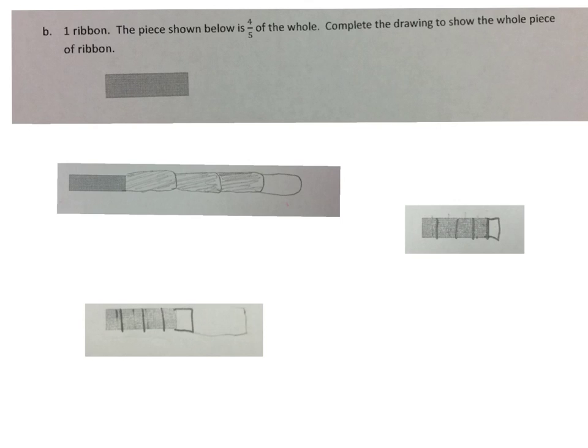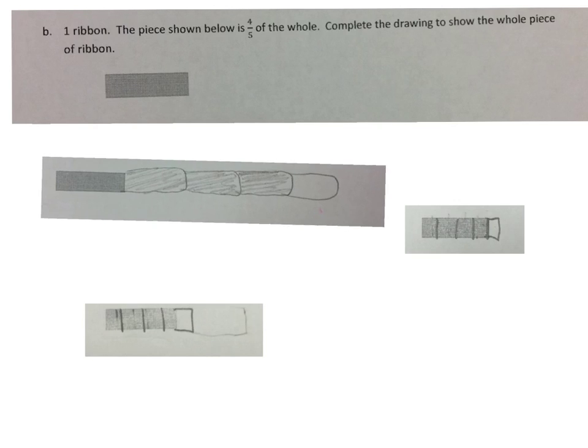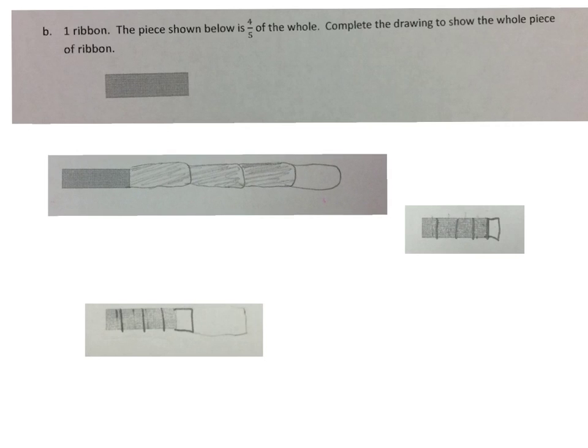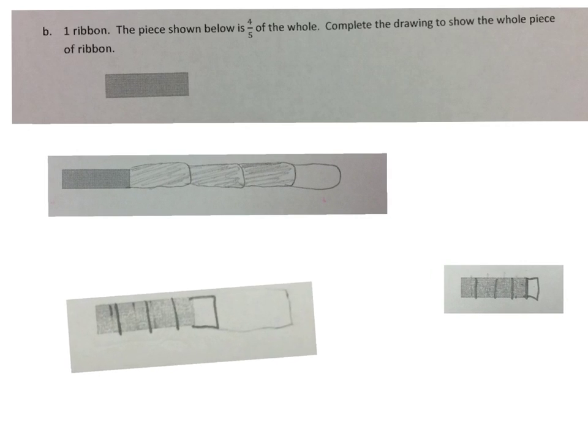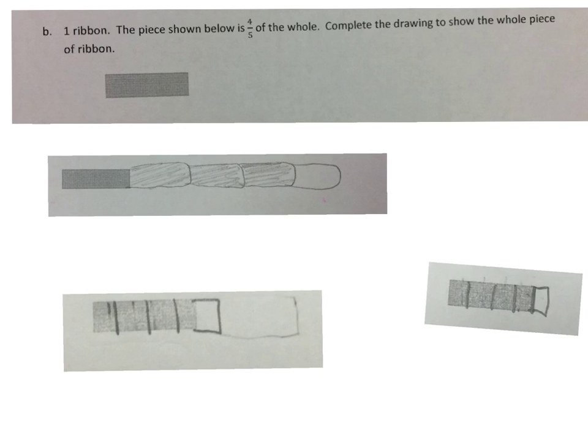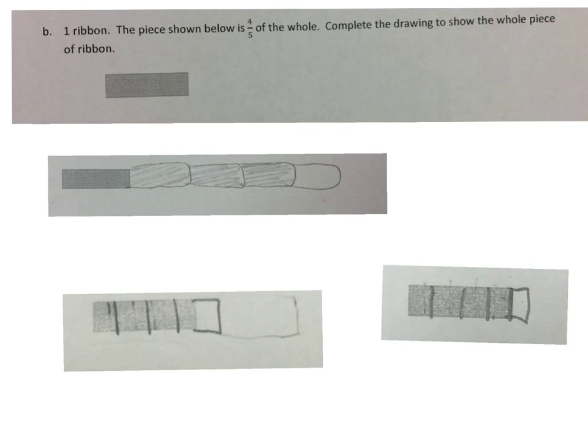Try silently right now to complete the drawing to show the whole piece of ribbon. If this shaded part is actually 4/5 of the entire ribbon, how would you complete the ribbon? Okay, I want you to talk to your table group about what the difference is between answer number A, which is this one, I'll label them in just a second, answer number B, which is this one that I'm making bigger, and answer number C. Okay, go ahead and talk to your table group. What's the difference?